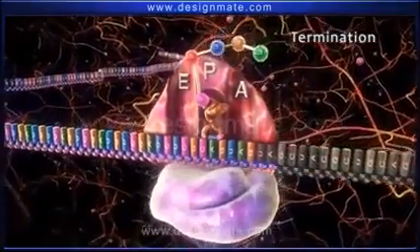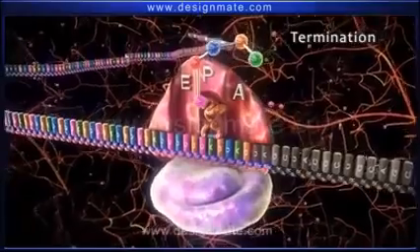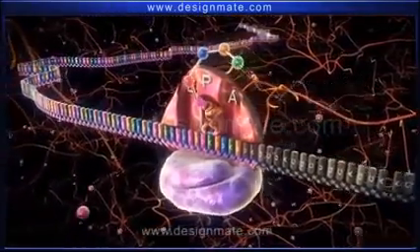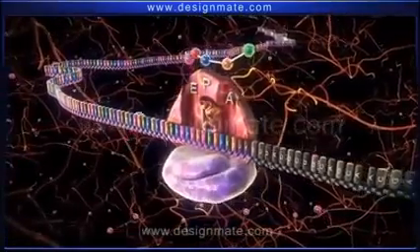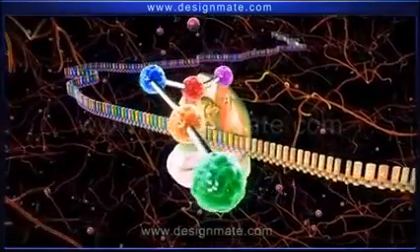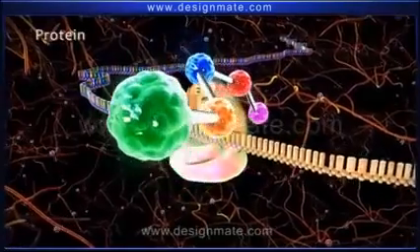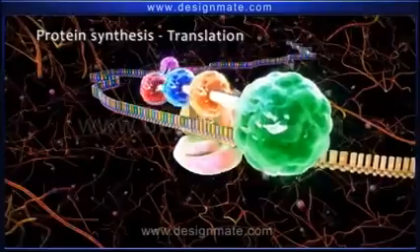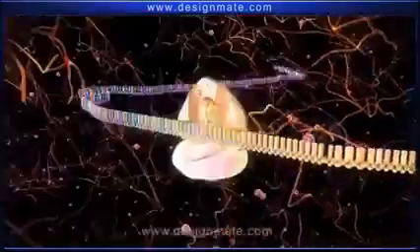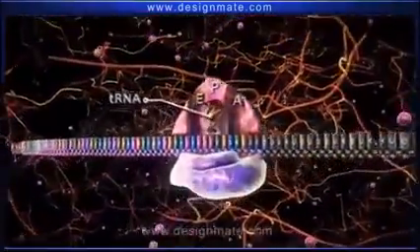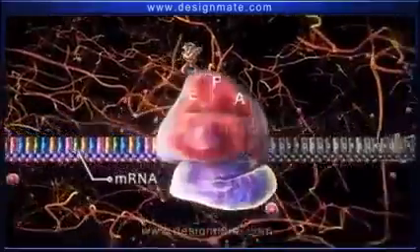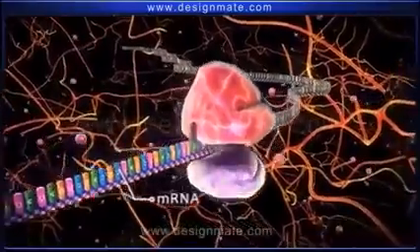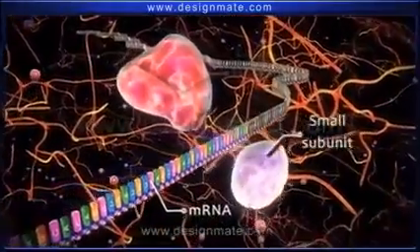Termination is the last stage of protein synthesis. The chain of amino acid molecules is released from the ribosome. This released amino acid chain is the protein, and this part of protein synthesis is known as translation. Then the tRNA detaches from the mRNA. The ribosome detaches and dissociates into its small and large subunits.